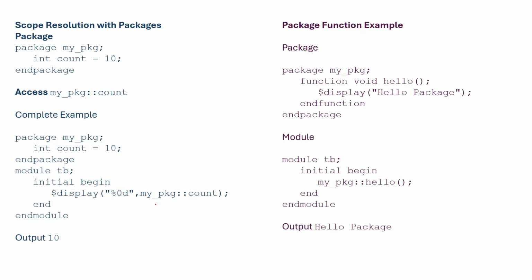Packages: package, my package. So package is the keyword, and my package is the package name. Based on the package name I can call through the methods. Here I'm writing hello, so I call my package, and then hello will be printed.